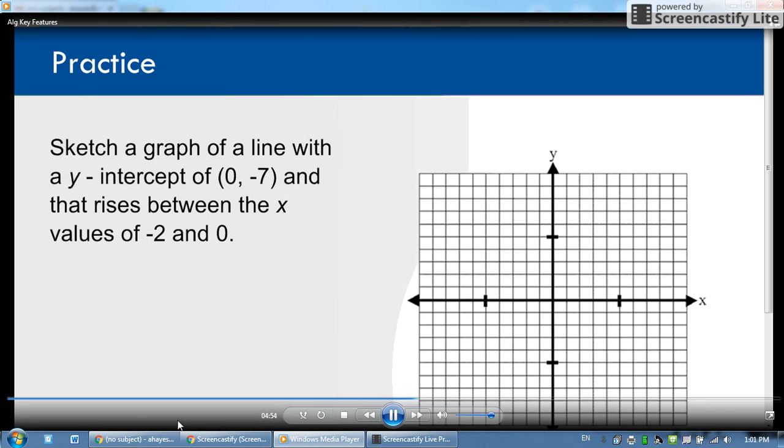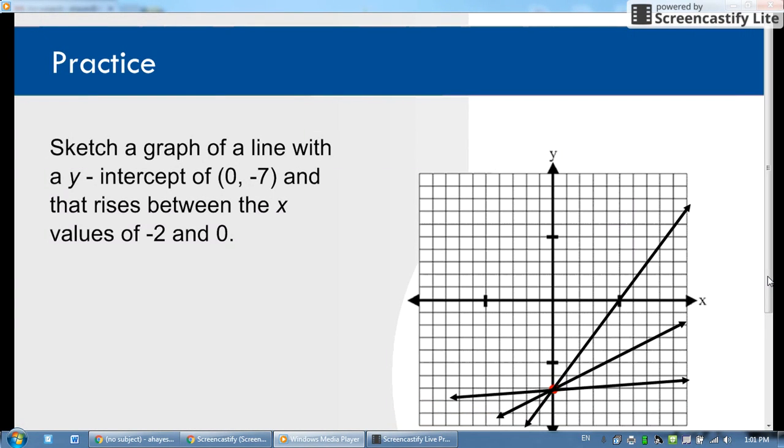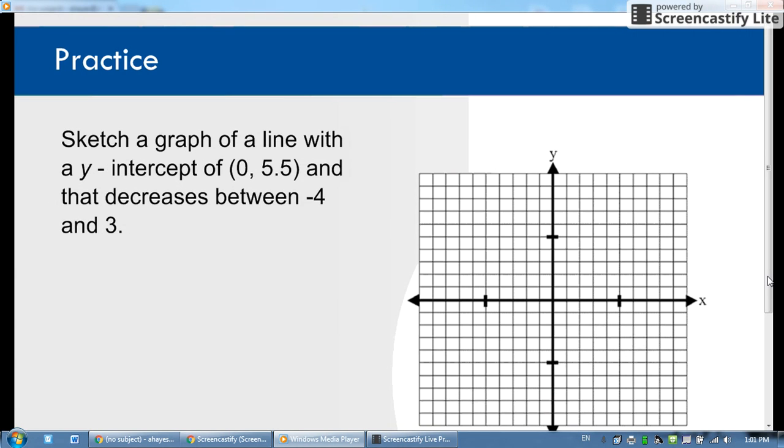All right, try this one. We're going to plot 0, negative 7. Now it says it rises between the x values of negative 2 and 0, so that means it's going to be getting larger. Again, you can have any sort of angle that you want. It could be steep, it could be short. Hit pause, try this one. After you draw your point, if you want to, you can put points from negative 4 to 3, that would be going down, and then just draw something. Again, any of these lines would be fine. You only need to draw one.